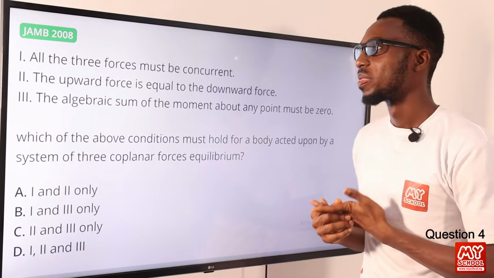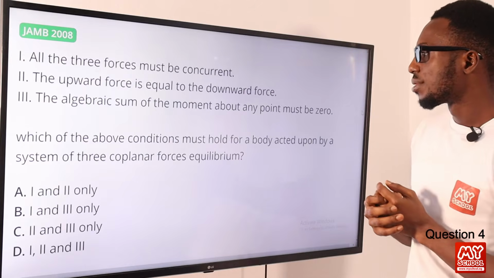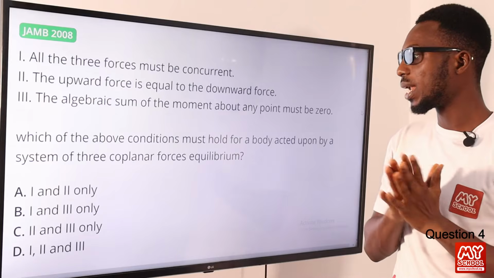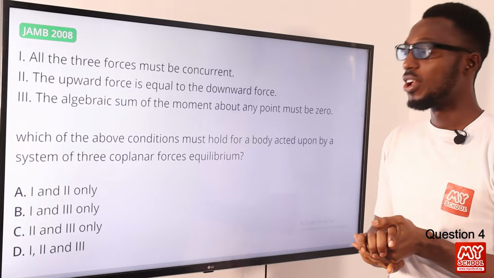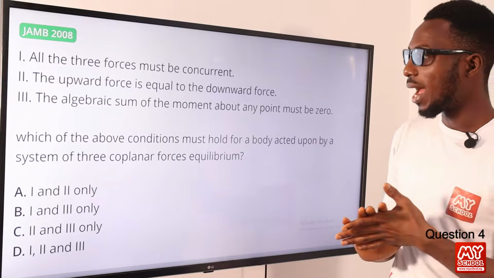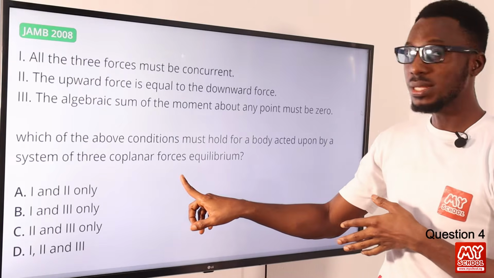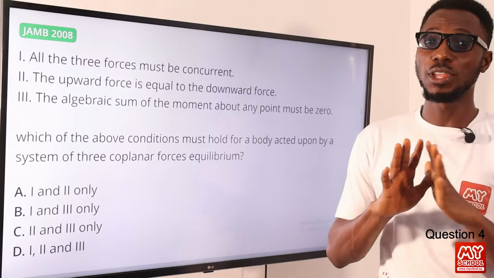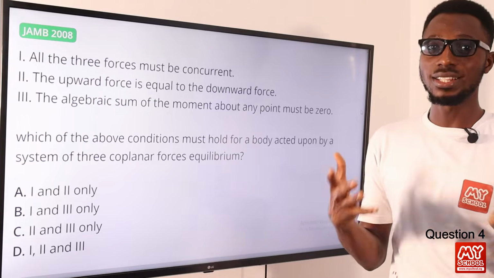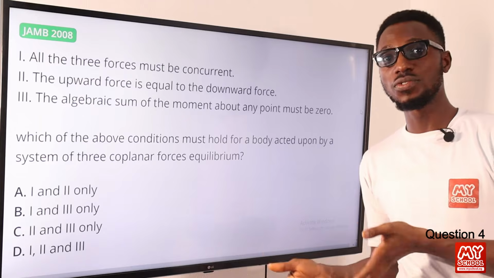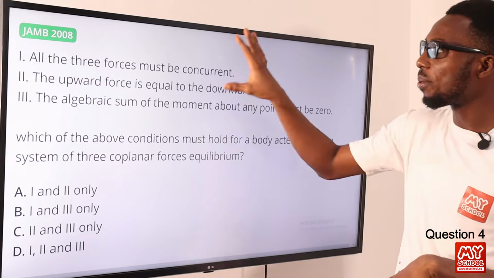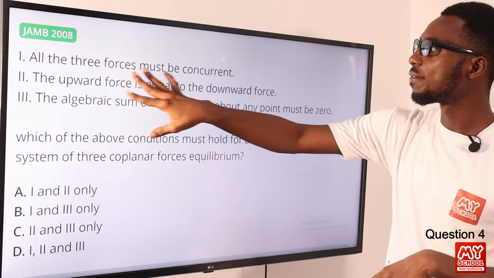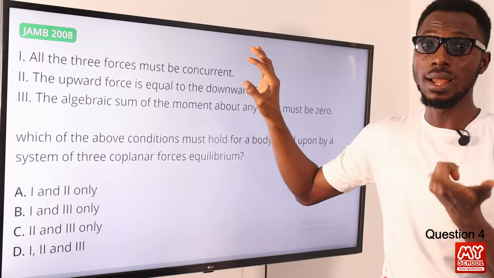Number 4. Which of the above conditions must hold for a body acted upon by a system of 3 coplanar forces in equilibrium? Okay, so take note of this. We can have parallel coplanar forces or non-parallel coplanar forces. So right there are no specifications. So we can work with generalization. So that means we are combining conditions for both parallel and non-parallel, and all 3 satisfy. Okay, so you can see all the 3 forces must be concurrent. That's very correct, even under non-parallel.